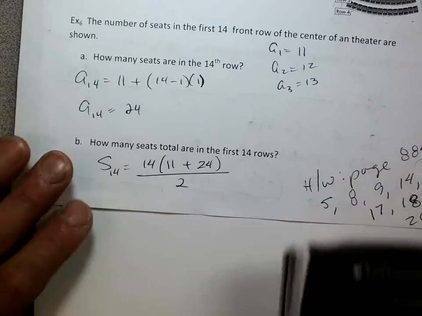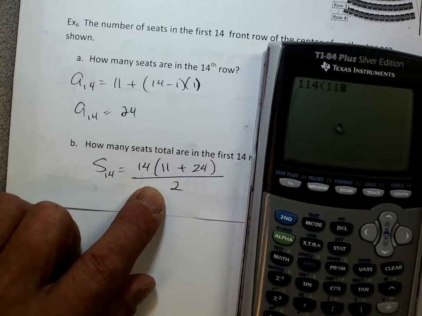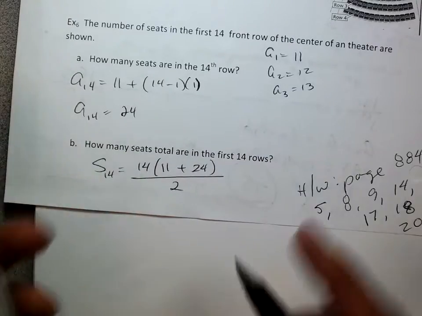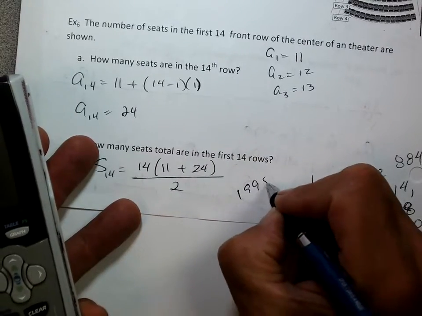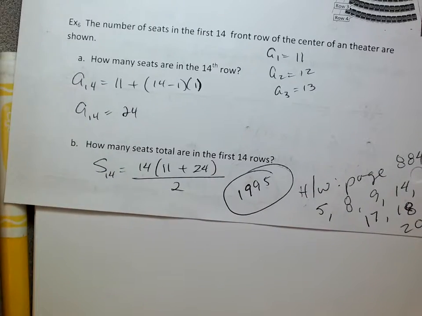I'm just going to use my calculator. 14 times 11 plus 24, divided by 2, and I get an answer of 1,995 chairs total. And that's a lot faster than paying some kid who's probably going to lose count anyhow, to count all those chairs. That's all I got. Pretty easy, right?